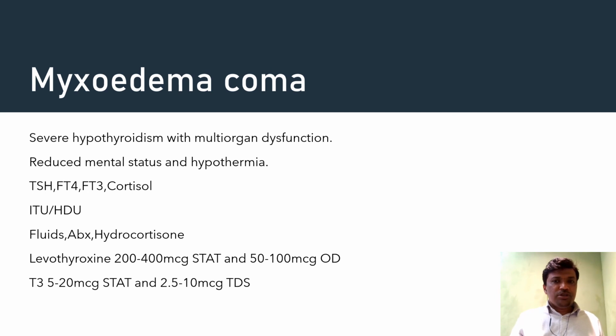So before we finish our talk, we will briefly touch upon something called myxoedema coma. This is a very rare condition, a severe form of hypothyroidism affecting multiple organs. As the name suggests, the patient can come in with reduced mental status and hypothermia. If you suspect this, you might need to do the baseline tests and take a cortisol as well. These patients are usually very sick.